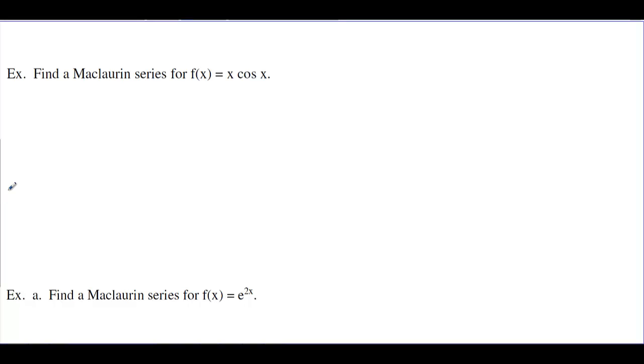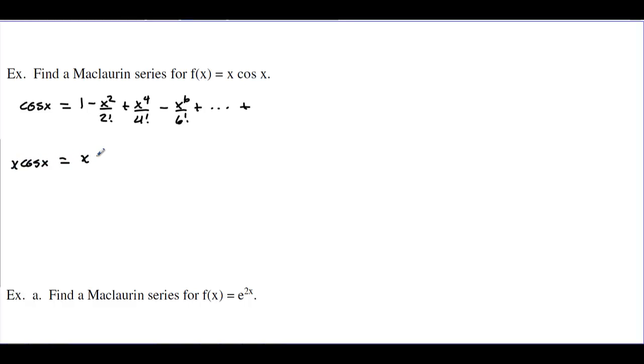Find a Maclaurin series for f of x equals x cosine of x. Let's start out by just getting cosine of x. That is an even function, so we're going to start out with x to the 0, or just 1, and then minus x squared over 2 factorial, plus x to the fourth over 4 factorial, minus x to the sixth over 6 factorial, plus keep on going. Now we're not going to get the nth term for this one, but let's multiply by x. We have x cosine of x.